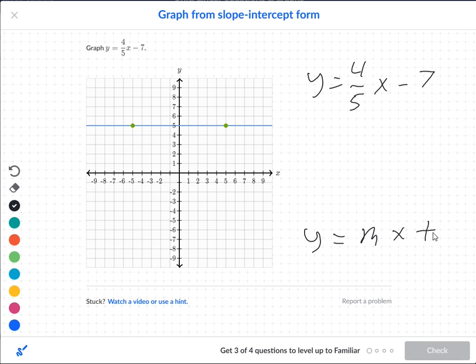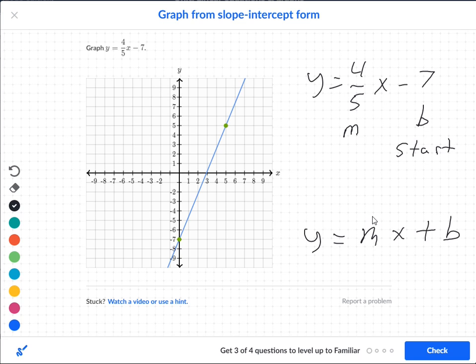So you should realize when you match this up, this is your m and this is your b. Now your b is the y-intercept. So this is where you're going to start from. So you're going to start with the -7. We're going to slide our point on -7.